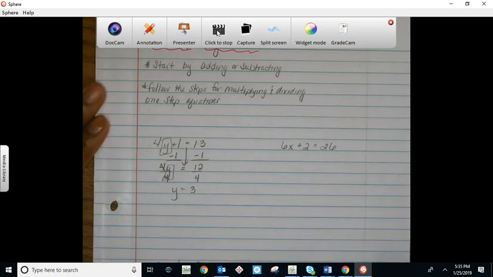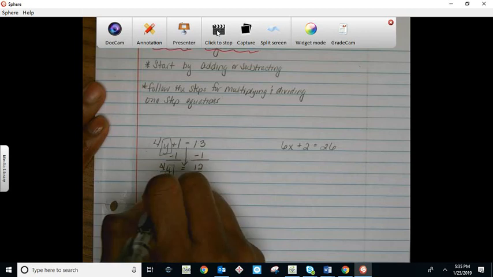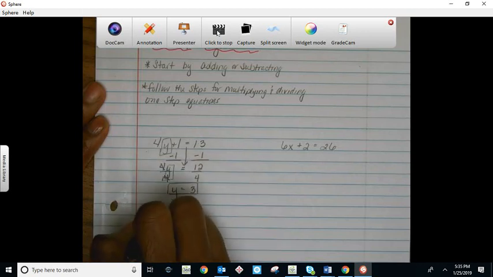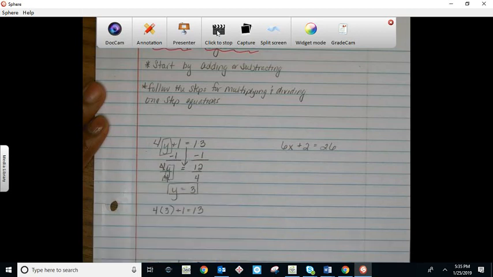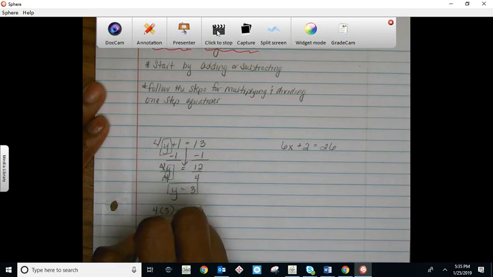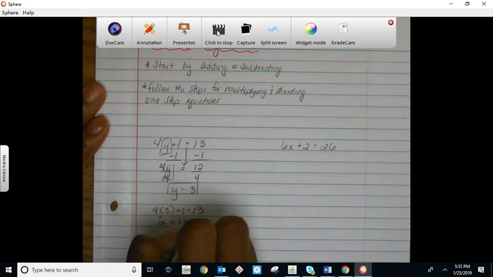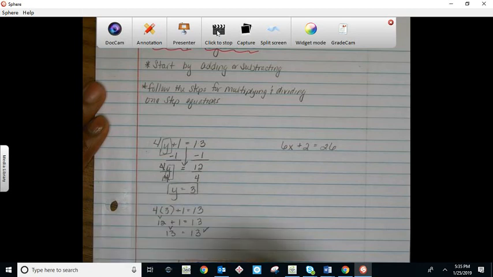Let me go back and check my answer. Well, if y is 3, do I get the right answer? 4 times 3 is 12. 12 plus 1 is 13. 13 is 13. So I know my answer is right. Okay? So it is our one step. We just have to do something before we start.